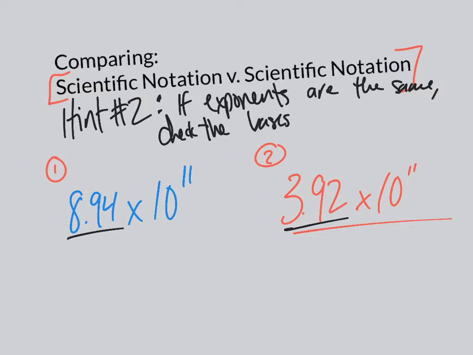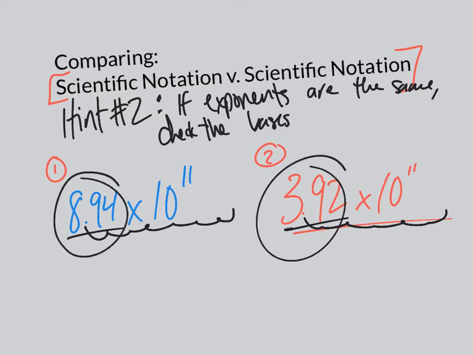Because now if we know that we're moving the decimal spot the exact same number, all that matters is how big is the base. So now if I know that this decimal spot is being moved 11 spaces, this one's being moved 11 spaces, I'm getting the exact same place value of my gigantic number, so all it matters now is that baseline number. 8.94 is bigger than 3.92. That must mean our number on the left is larger. 11 is the same, meaning the decimal point is moving the exact same place. So the number that has the bigger base has to be the bigger number if exponents are the same.